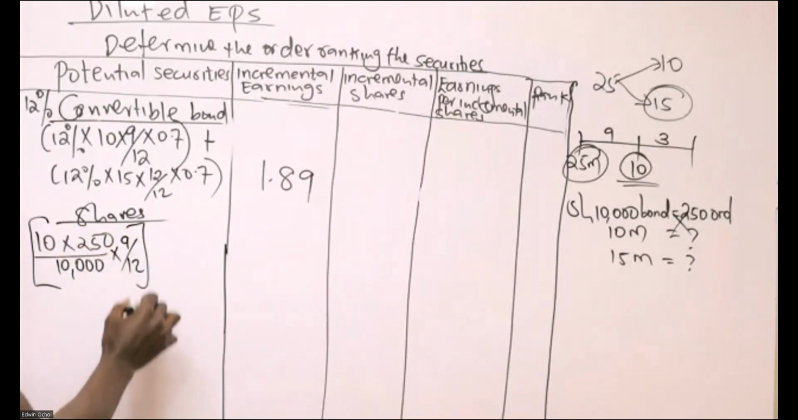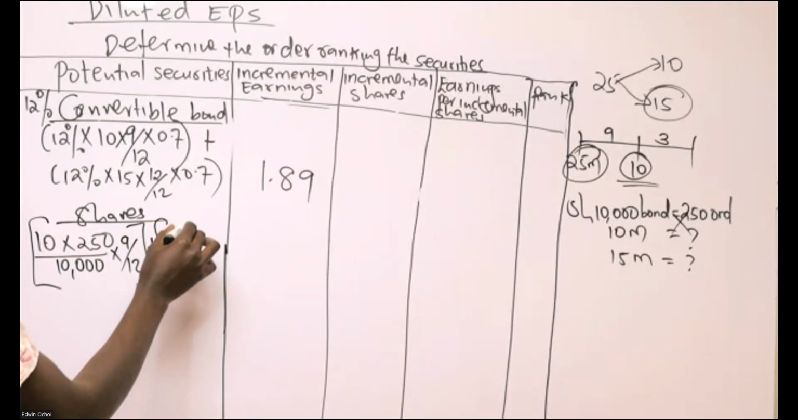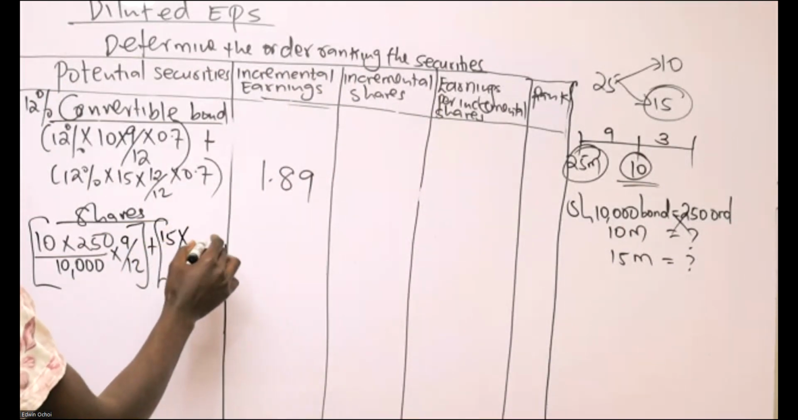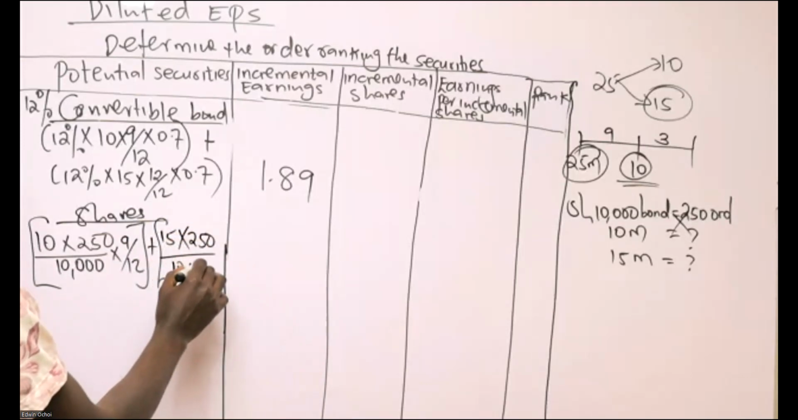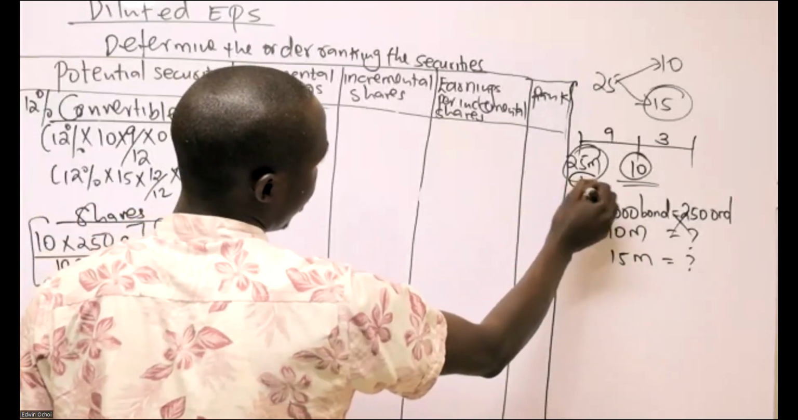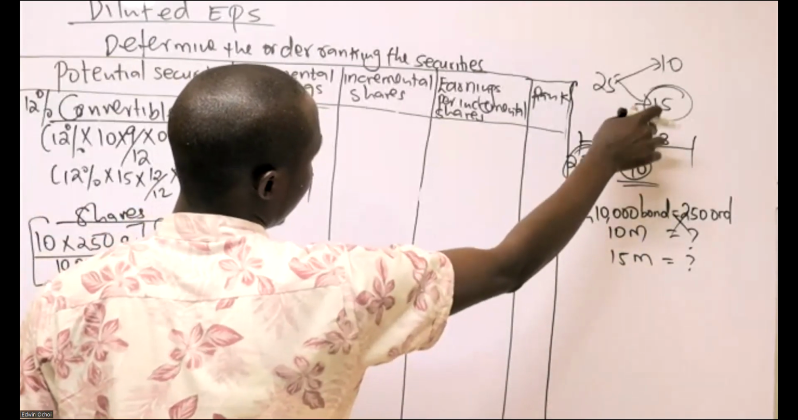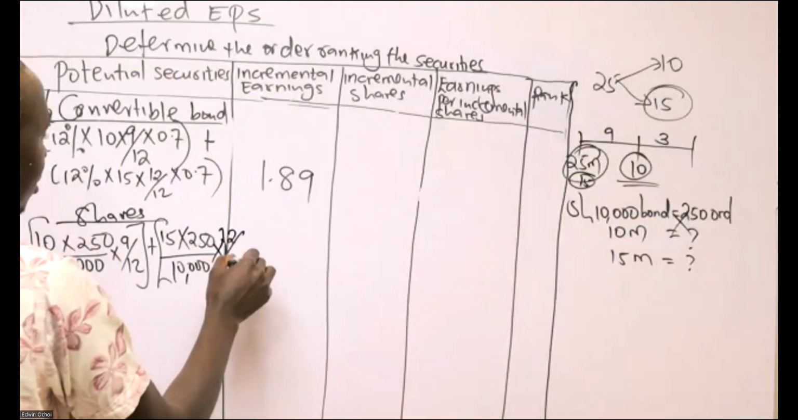plus 15 times 250 over 10,000. This one is from this 15. Remember, it was there from the initial period. It's only that they converted 10 during the year. So this is 12/12.